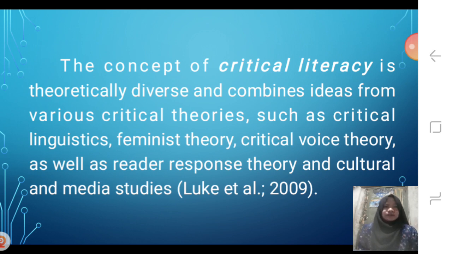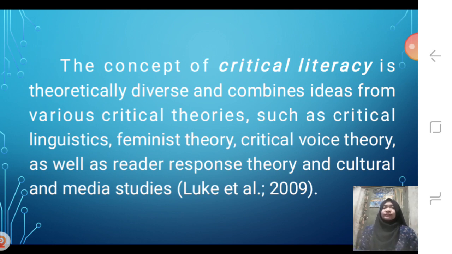First is critical linguistics. When you say critical linguistics, it is an approach to the study of language which stresses the close connections between linguistics and social structure. The next one is feminist theory. It aims to understand the inequality of gender. It tells that what a man can do can also be done by a woman.